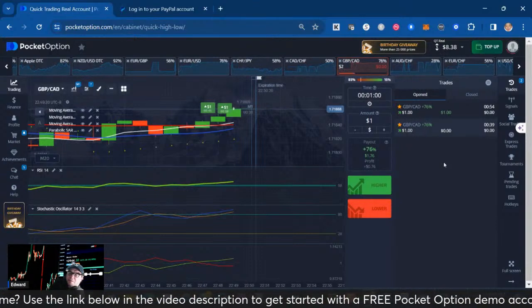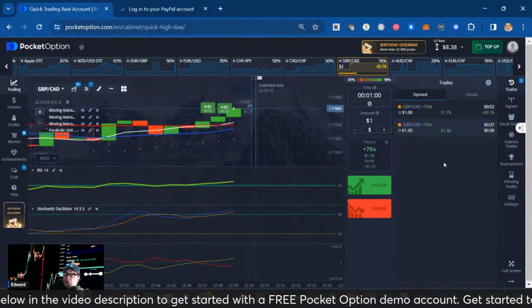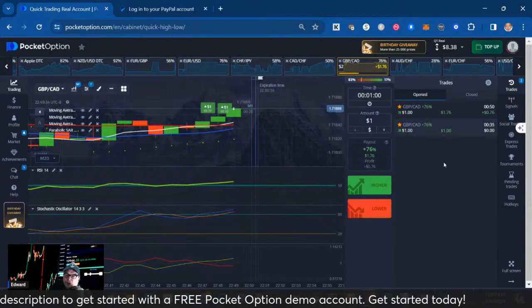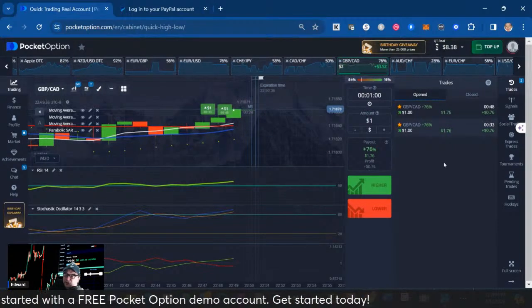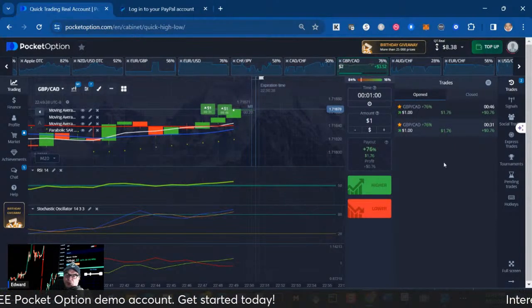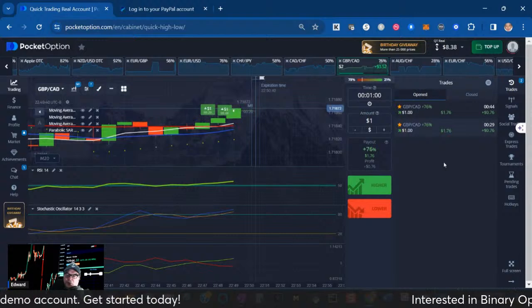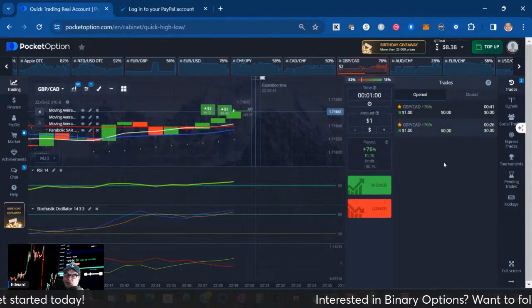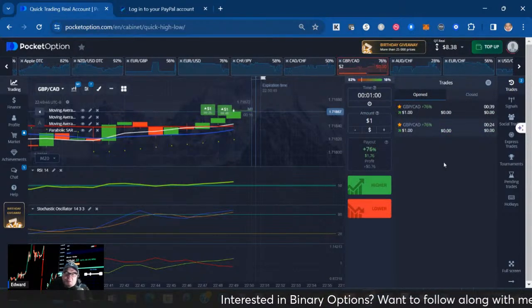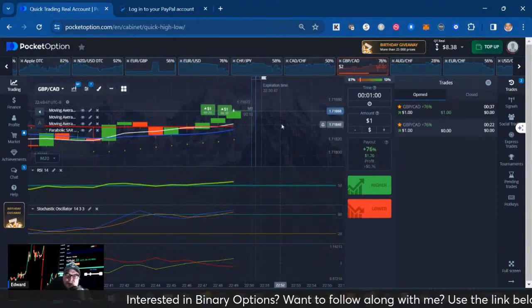56 seconds. The whole goal of this thing is to just try to stay alive. We started at $20. We're at $8, but try and find our way back. 43 seconds. Wow, look at that pullback. That was pretty nuts.